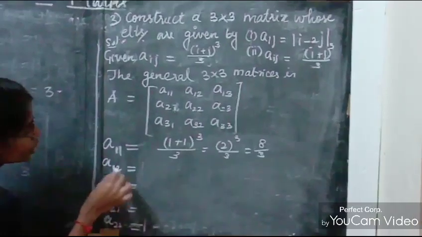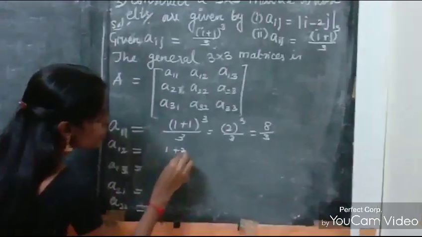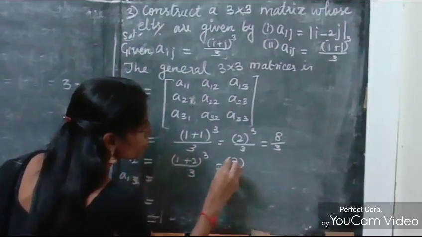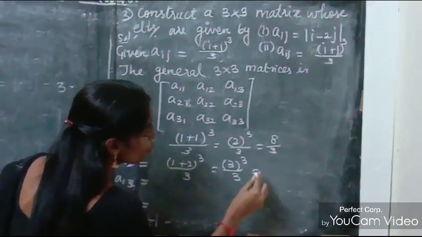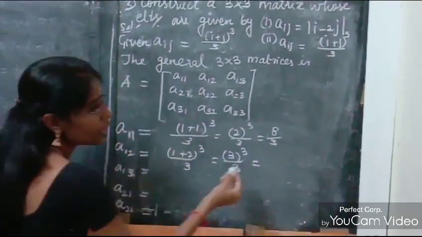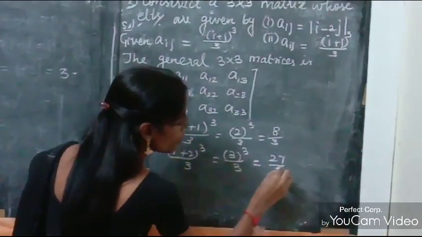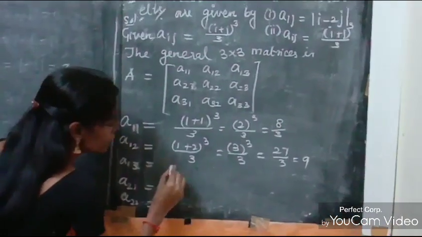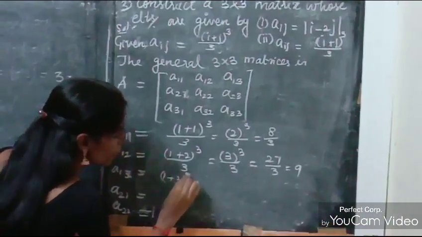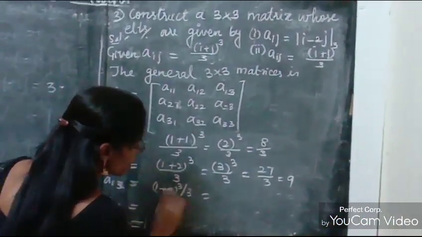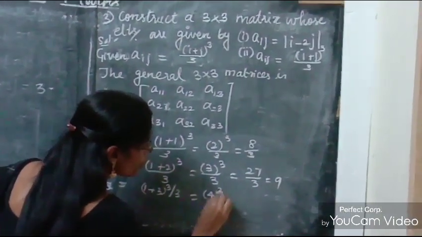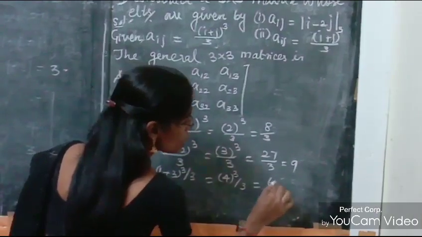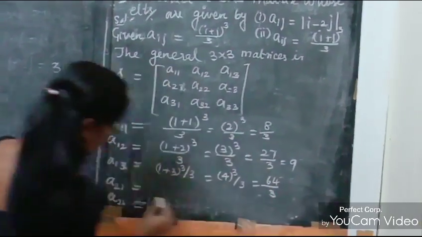Next, A12. 1 plus 2 whole cube divided by 3. 3 cube, 3 3s are 9, 9 3s are 27, by 3. The value is 9. Next, A13. 1 plus 3 whole cube divided by 3 is equal to 4 cube divided by 3. 4 cube, 4 4s are 16, 16 4s are 64, divided by 3.